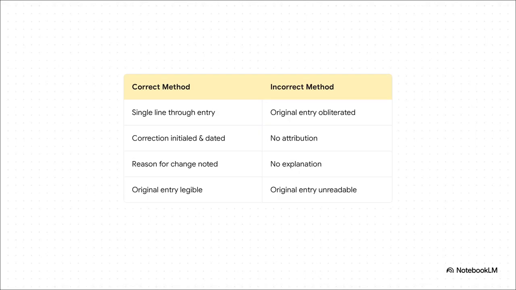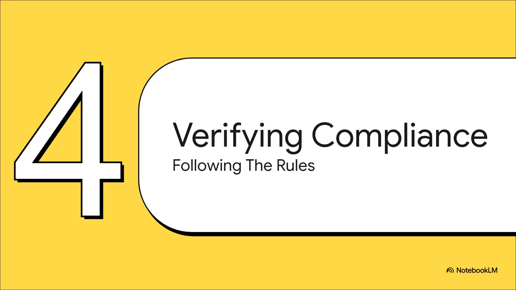Now, this is something you're going to see all the time. People make mistakes, right? It happens. But how they fix those mistakes is what's really important. You can't just scribble it out or use whiteout. Nope. The right way is to draw a single line through the mistake, write the correction, and then initial and date it. This way, the original entry is still readable, and you have a perfect audit trail. You can see who changed what and when they did it. It's all about transparency.